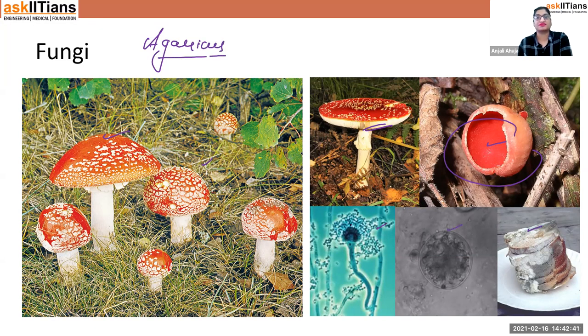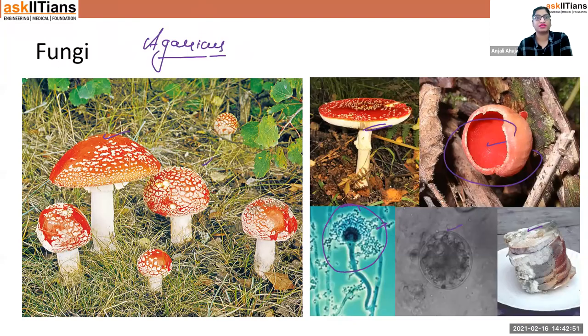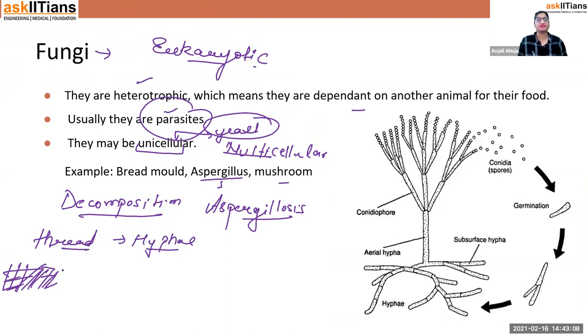They cause disease. Whatever fungus it is, it always appears like a thread structure under the microscope. Under the microscope, you will see all the threads. These threads are known as hyphae. And these threads together give a mat-like appearance. This mat is known as mycelium. So a group of hyphae forms mycelium.